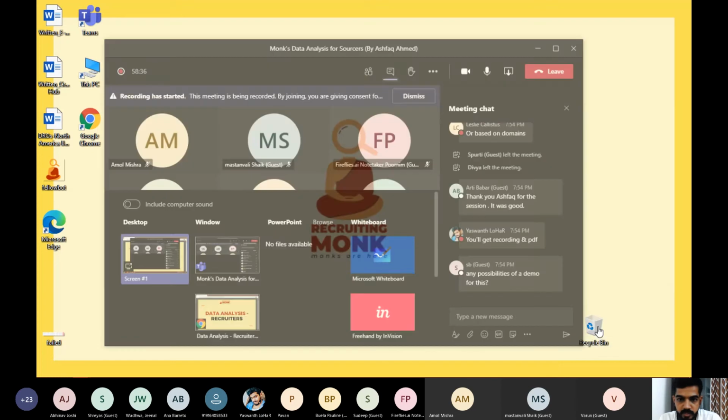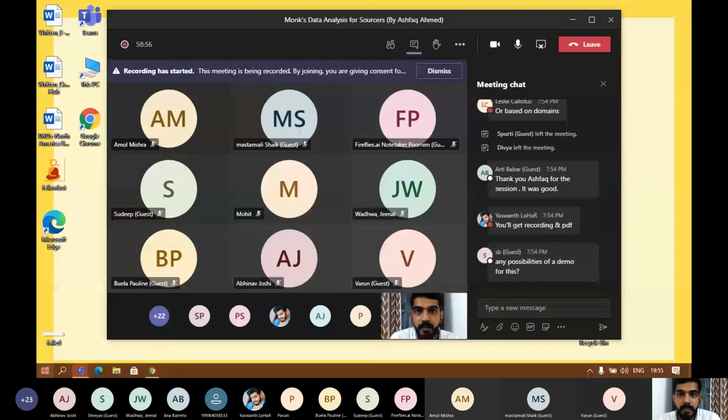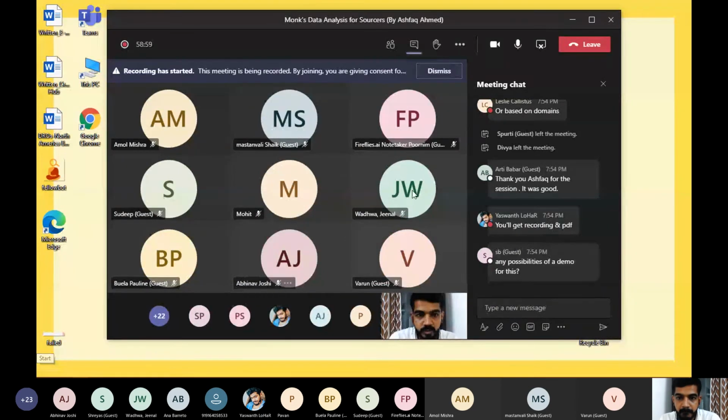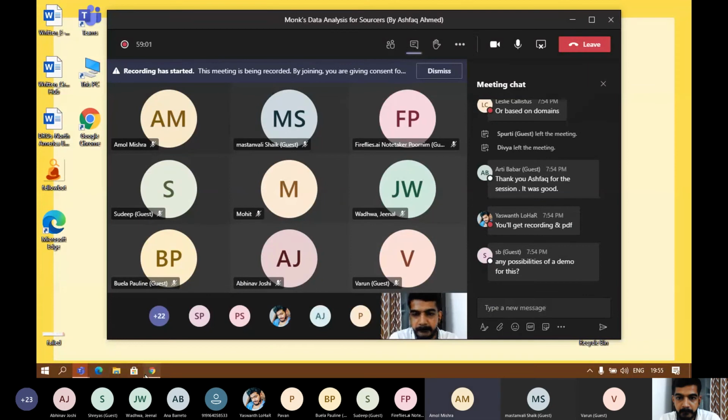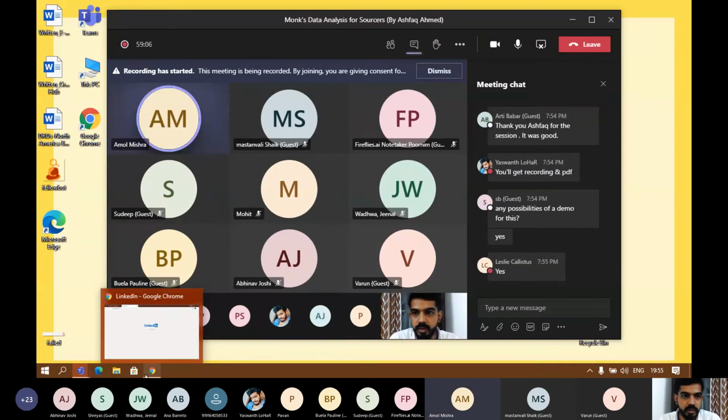Is the screen visible, guys? Put it on the chat. Can you see the screen? Screen is visible? Yes, Ashfaq. Yes? Okay, cool.